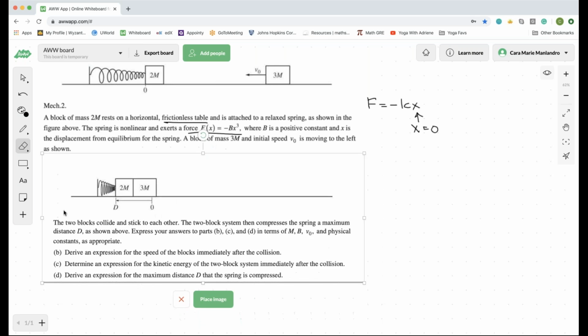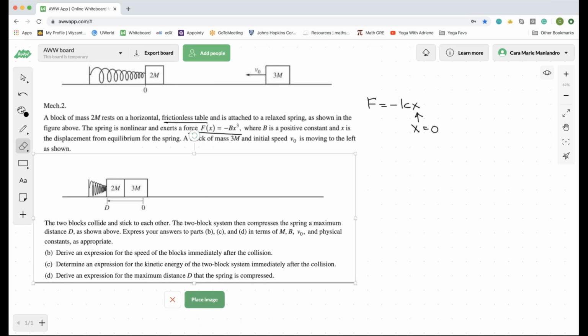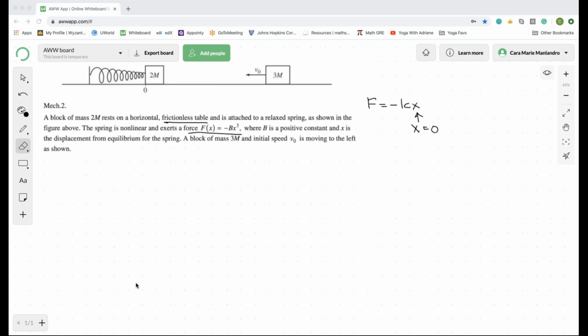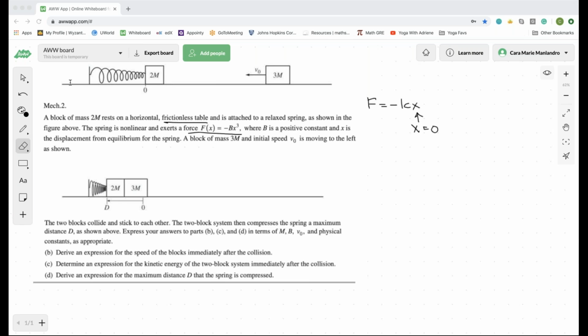Okay, so we have the two blocks colliding and sticking together. So we have an inelastic collision. What we want to do is derive an expression for the speed of the block right after. So we're going to use conservation of momentum.